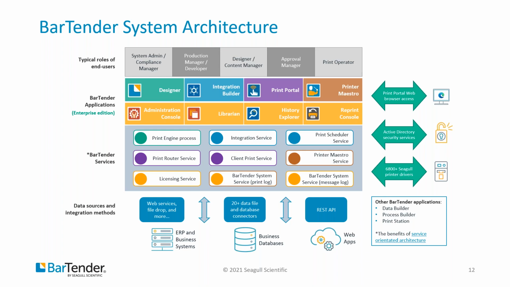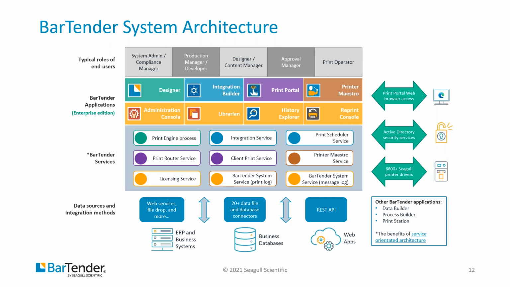Now, as we can see, the users and the applications are all supported underneath by the various BarTender services and processes. And indeed, we have a few of them now. So first, we have the print engine process. This is not a service, but rather a process when BarTender is being used in an automated way for printing. So this is a BarTender process, if you like, that is actually executing and producing the print job.